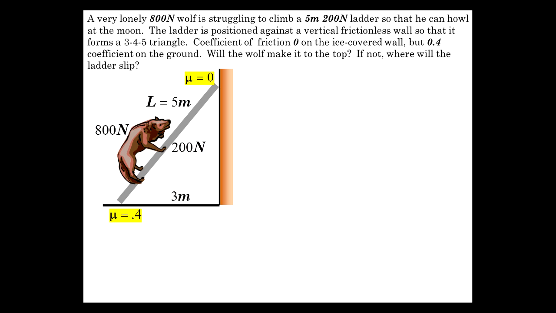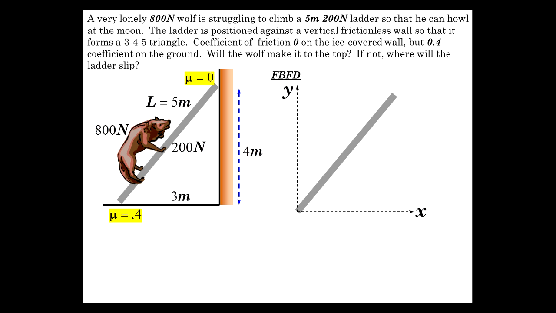Well, let's see if the wolf will make it to the top. So we have a 4-meter height. It's a 3, 4, 5 triangle. Free body on this ladder. So we place the ladder on a y-axis coordinate system. Now 1.5 meters from the base here is halfway, right? This is 3 meters across here. So 1.5 meters is the halfway point. The center of gravity exists at that halfway point, so that's where the center of gravity is.